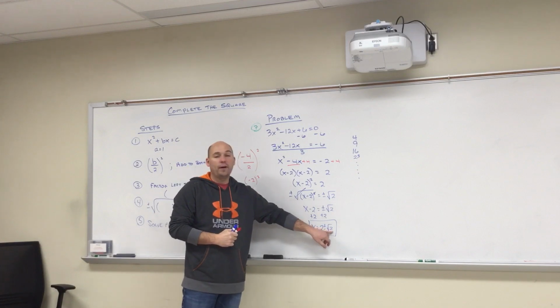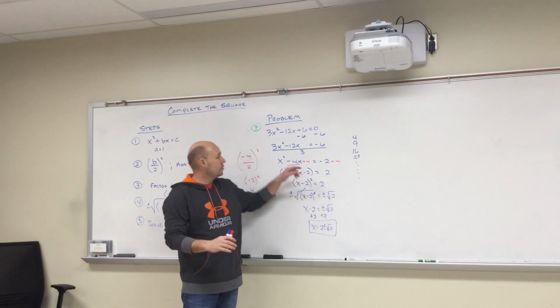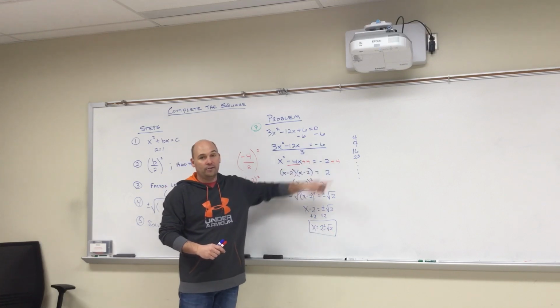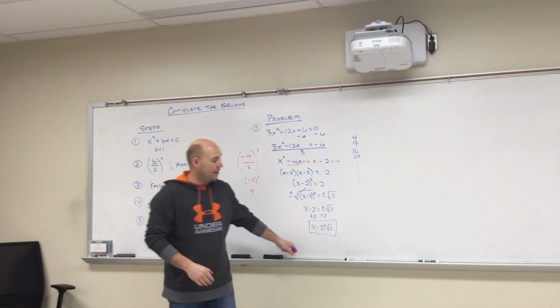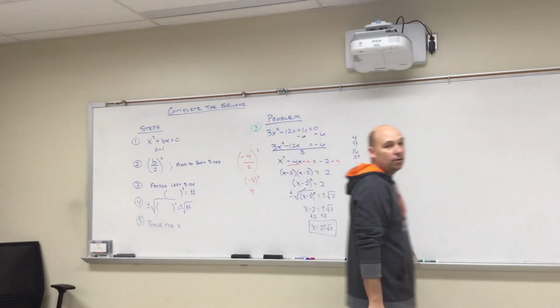Again, if this number in the radical is negative, write no solution. You're done. As soon as you get a radical with a negative number, you're done. Make sure you're adding to both sides. That's another key with this stuff. Okay? Let me know if you have any questions. That was number 7 off your worksheet.